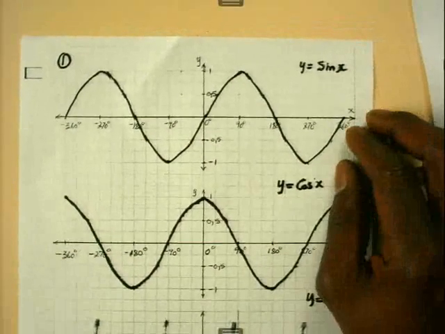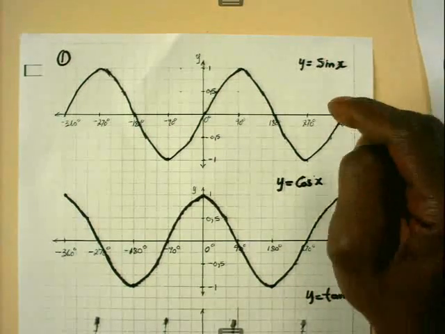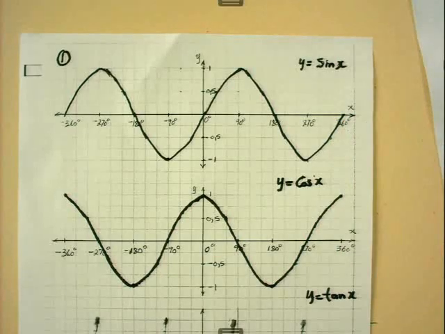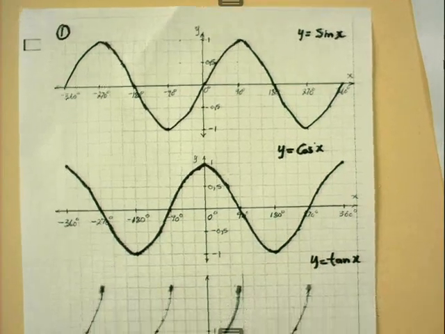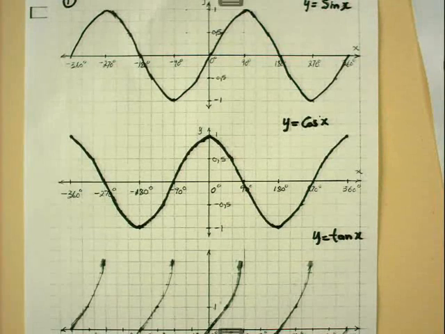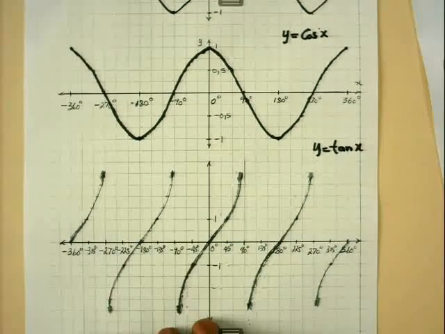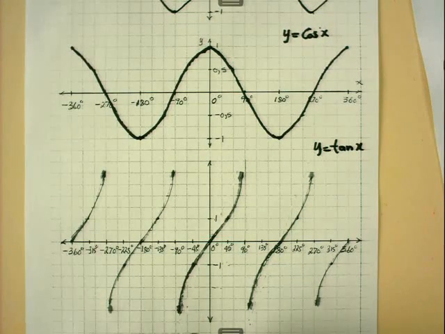The first one is the one of y is equal to sine x. The second one is y is equal to cos x. And the third one is y is equal to tan x. Now, we are going to find the general solutions. Why do we need the general solution?